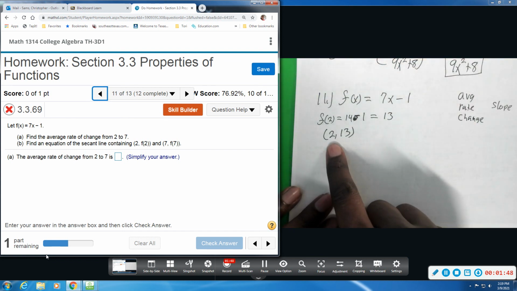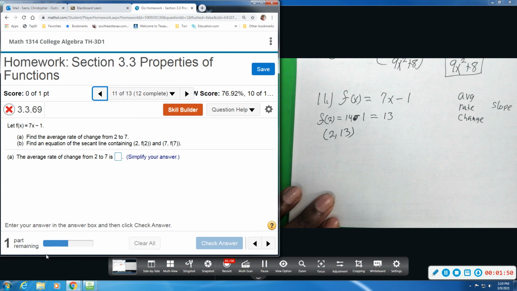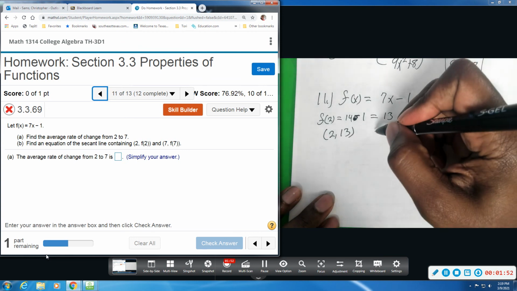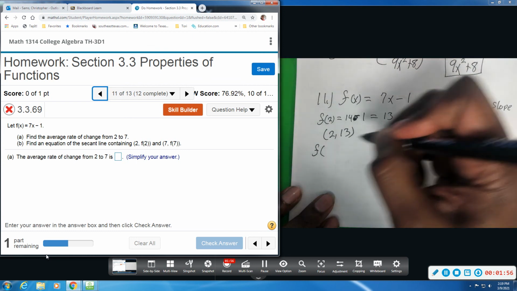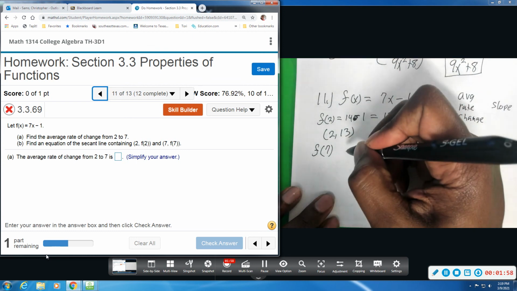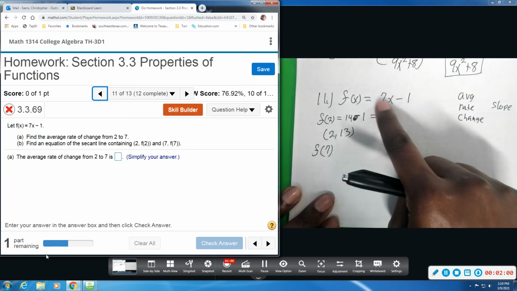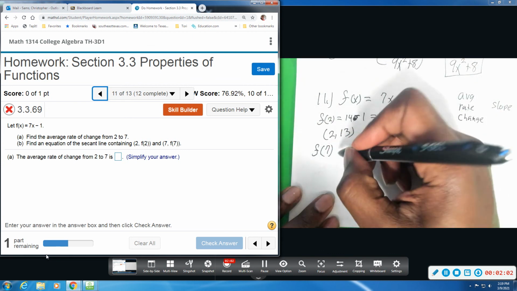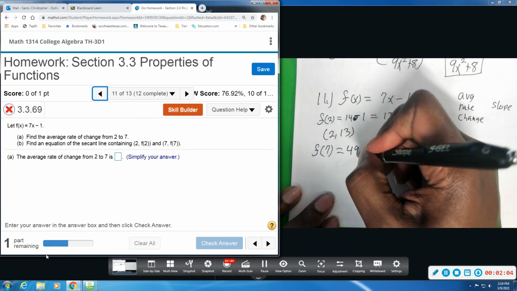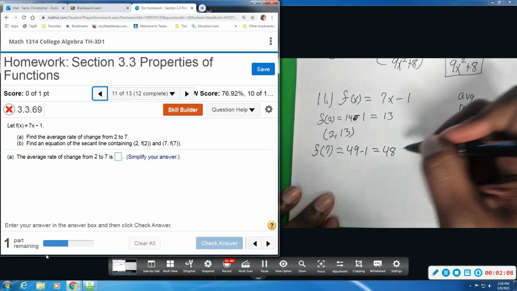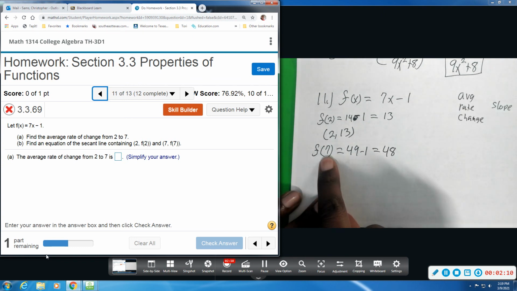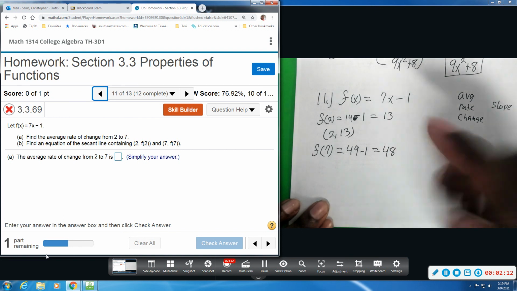And now we're going to use the point 7. So f of 7, so x is now 7. If we plug in 7, 7 times 7 is 49. So we have 49 minus 1, which gives us 48. So we have another ordered pair, (7, 48).